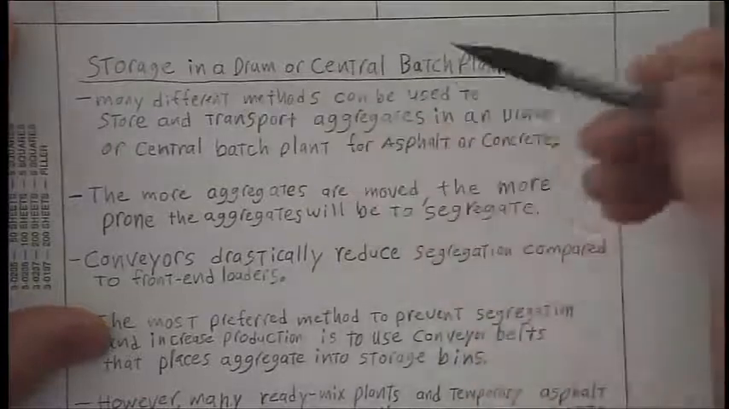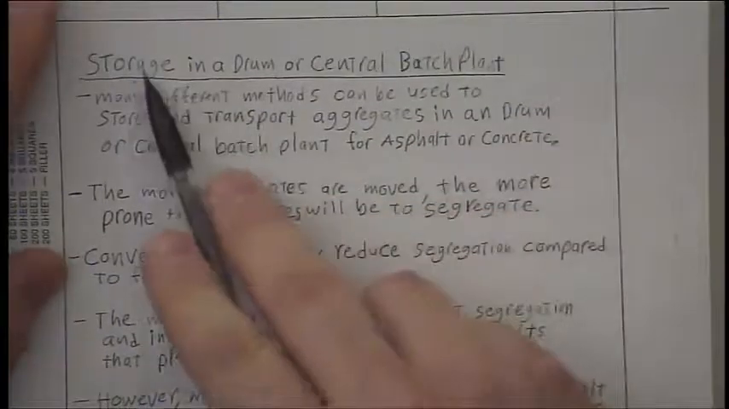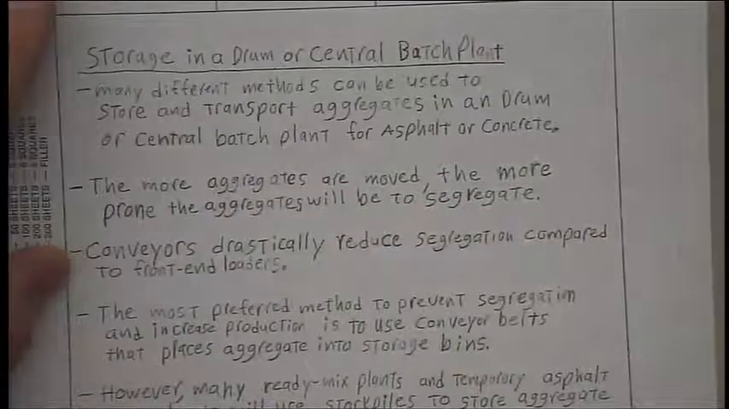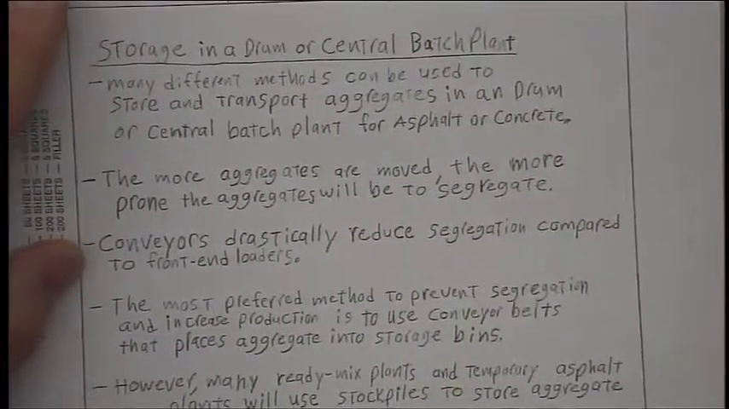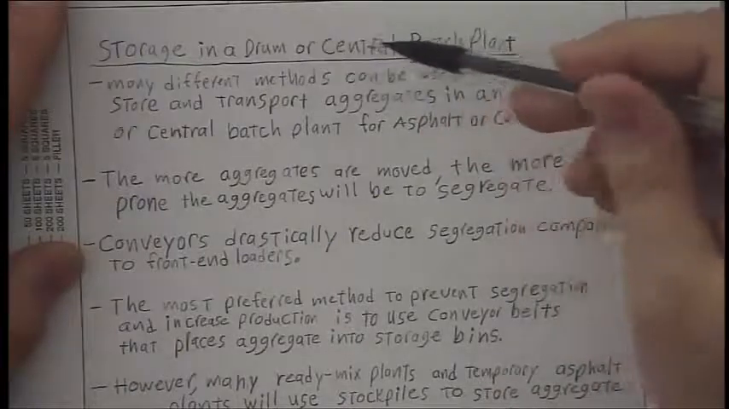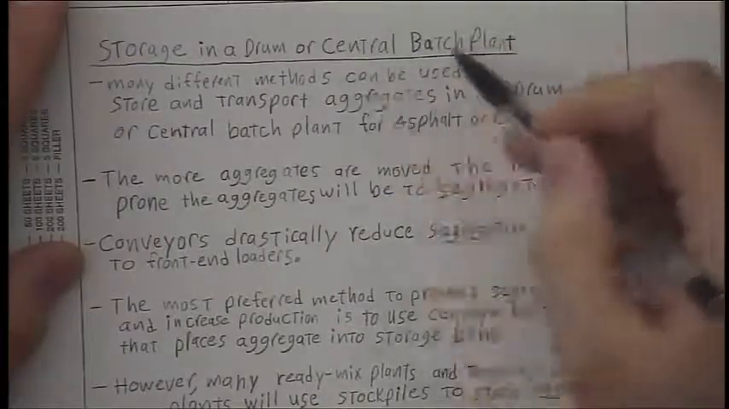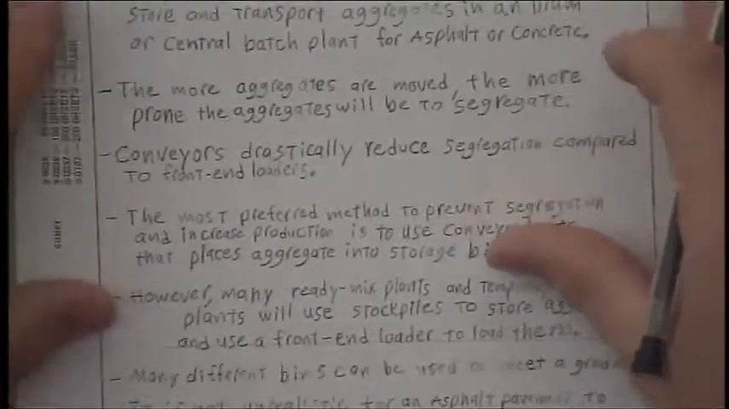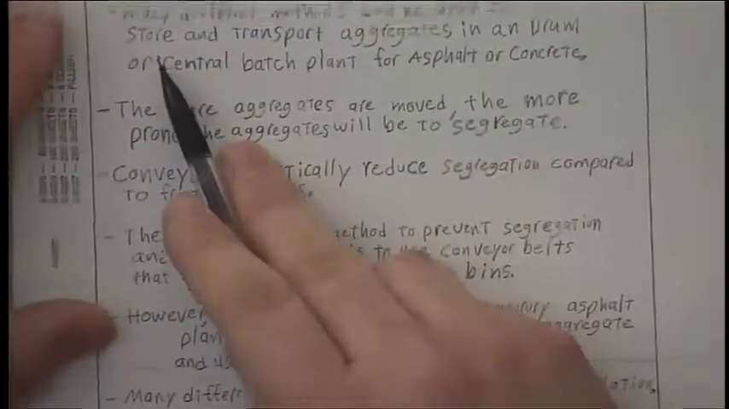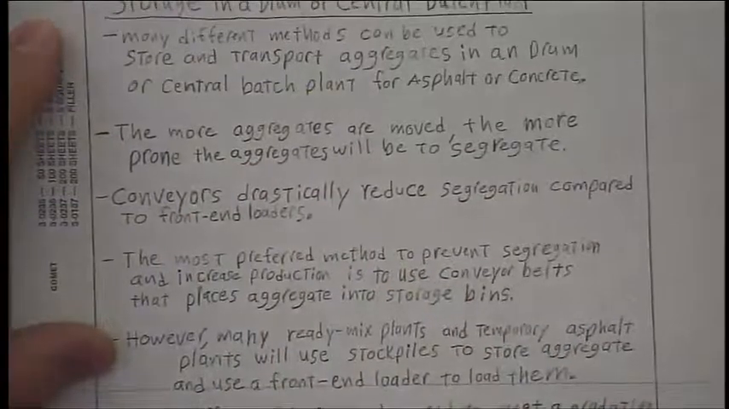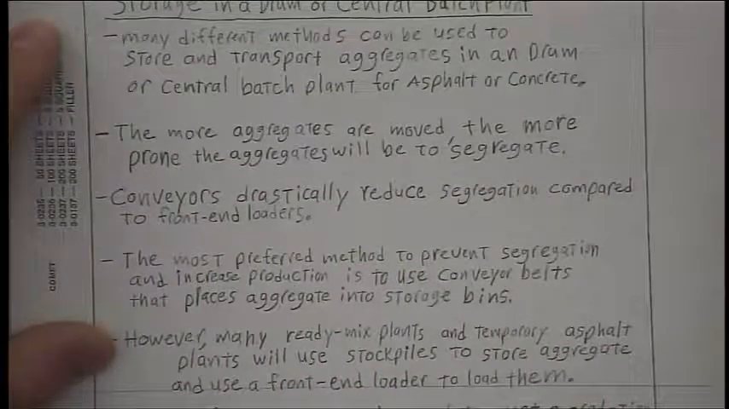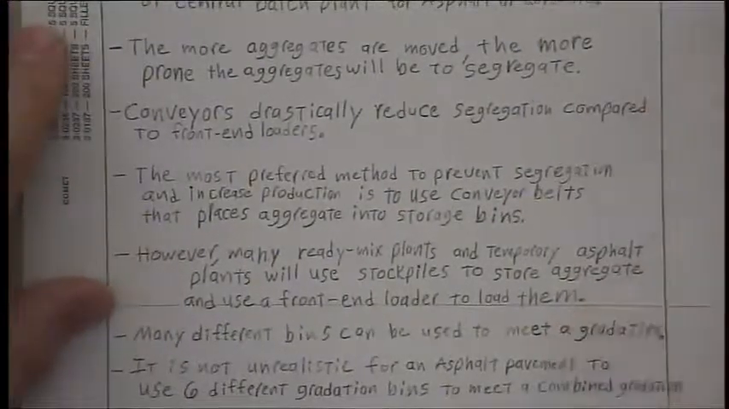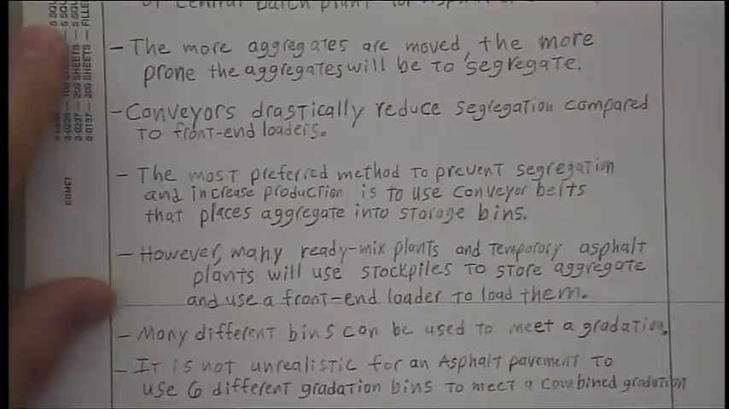So, we'll talk a little bit about all this. Whether you're talking about aggregate, asphalt, or concrete, typically they store them in a drum, or a central batch plant, you have some type of storage. It's always there. And there are many different methods that people use to store and transport the aggregates in these plants. And so, like always, it's very basic.